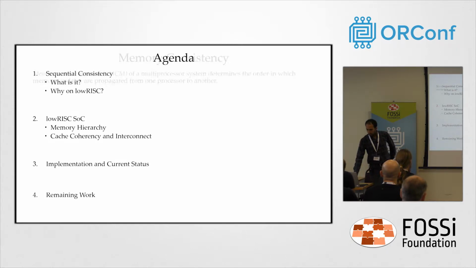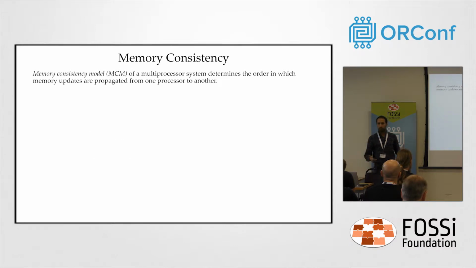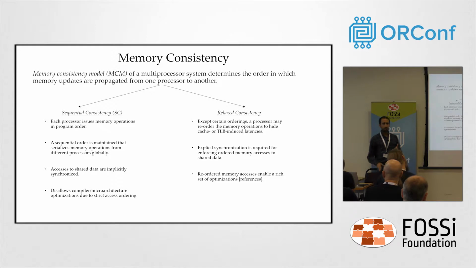To get started, the memory consistency model of a system determines in which order the memory writes are propagated to the other cores in the system. Fundamentally, there are two memory consistency models into which we can classify: sequential and relaxed consistency. Relaxed consistency is sometimes also called weak memory consistency.